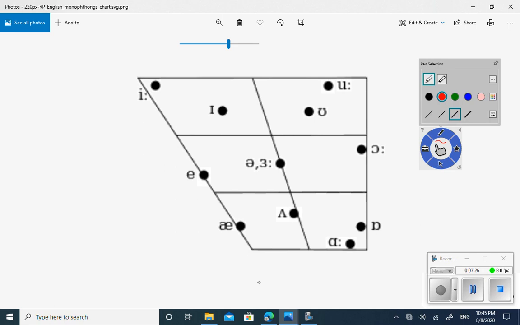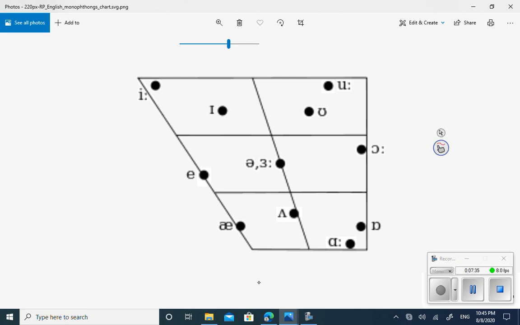Now, in British English, we have 12 monophthongs, 12 pure vowels. Let's start with number one, which is the E vowel. E is a monophthong in English. As you can notice, it is a long vowel.